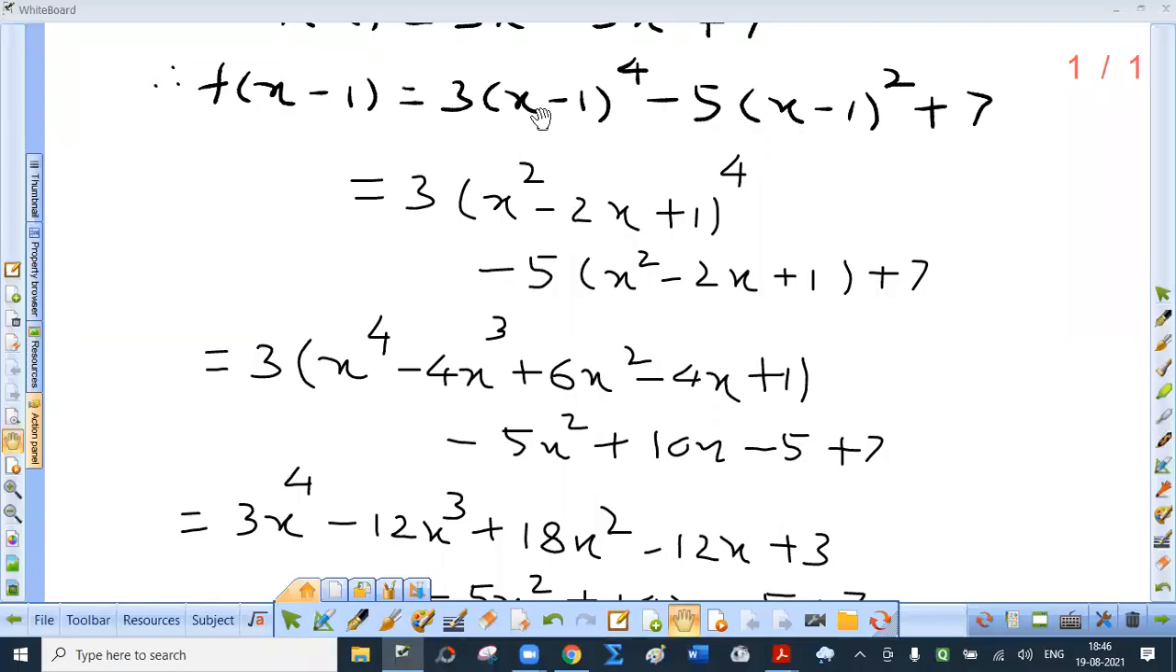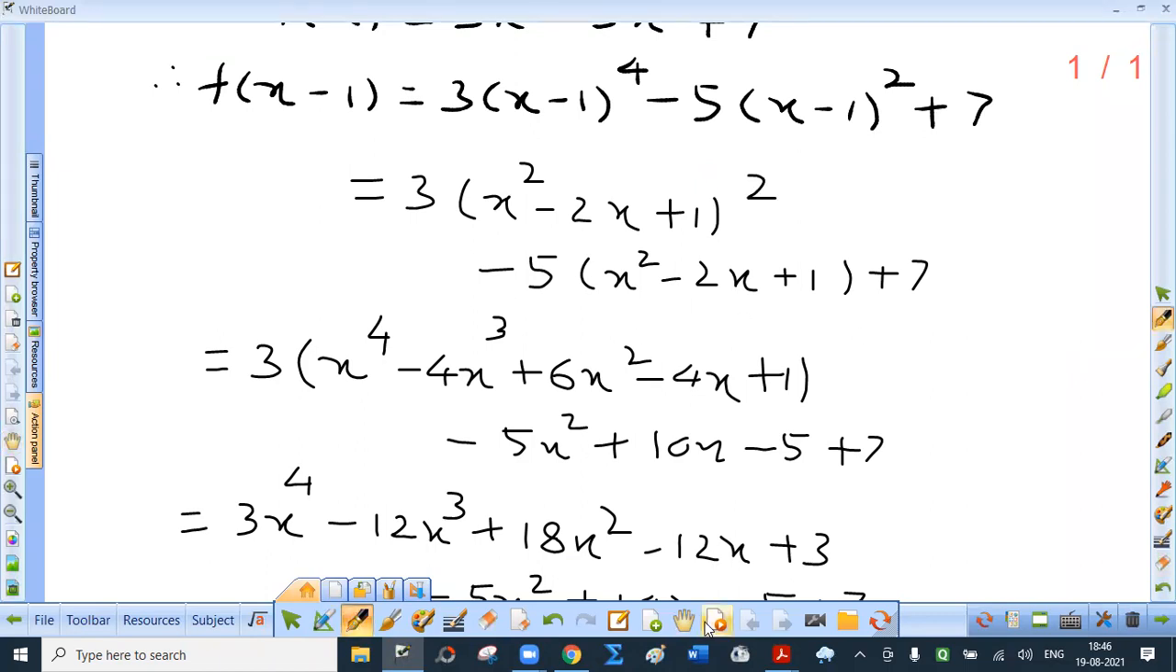So simplify this. Actually, here I have done x minus 1 raised to 4 as x minus 1 square square. What is x minus 1 square? x square minus 2x plus 1. Oh, this should be raised to 2, not 4, because we already squared that. So we have to just square it now.